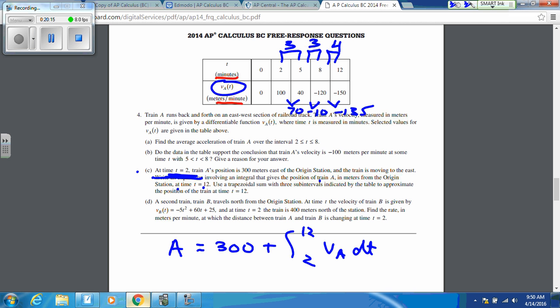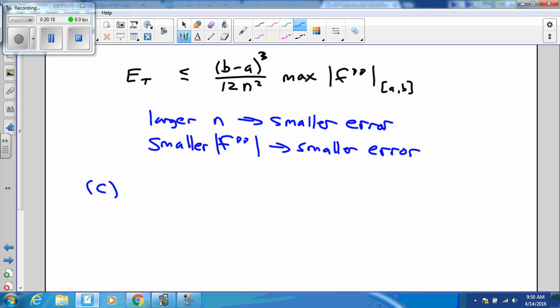Heights, like so, and our full answer on the answer sheet would look like this. We would say that A is equal to 300.